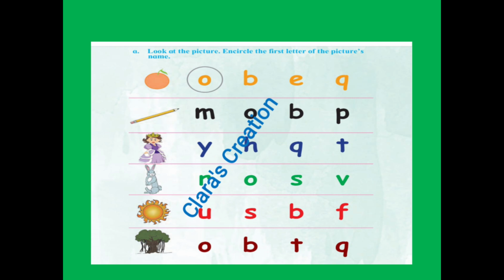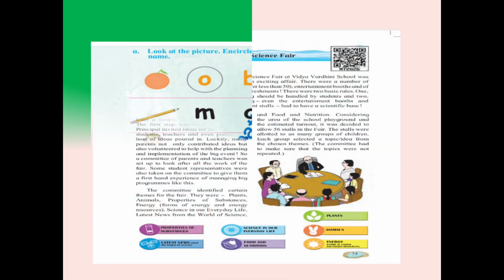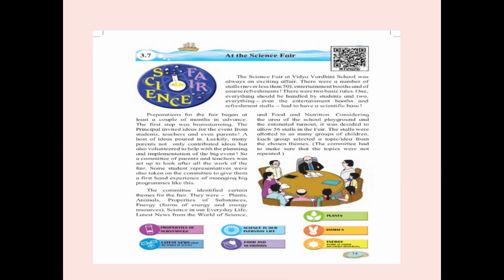But all this is related to pre-primary and primary. It could be helpful for your younger sibling. But then, teacher, how is it going to help us? Now come to the lesson Science Fair. I have selected page number 75 of your Bhalbhati textbook. And from this, you learn to recognize the alphabets.